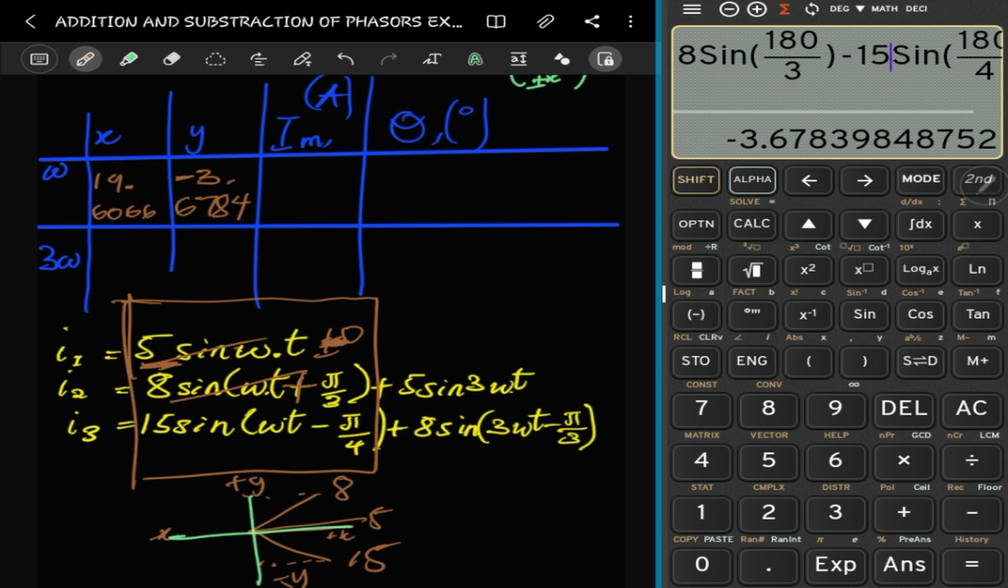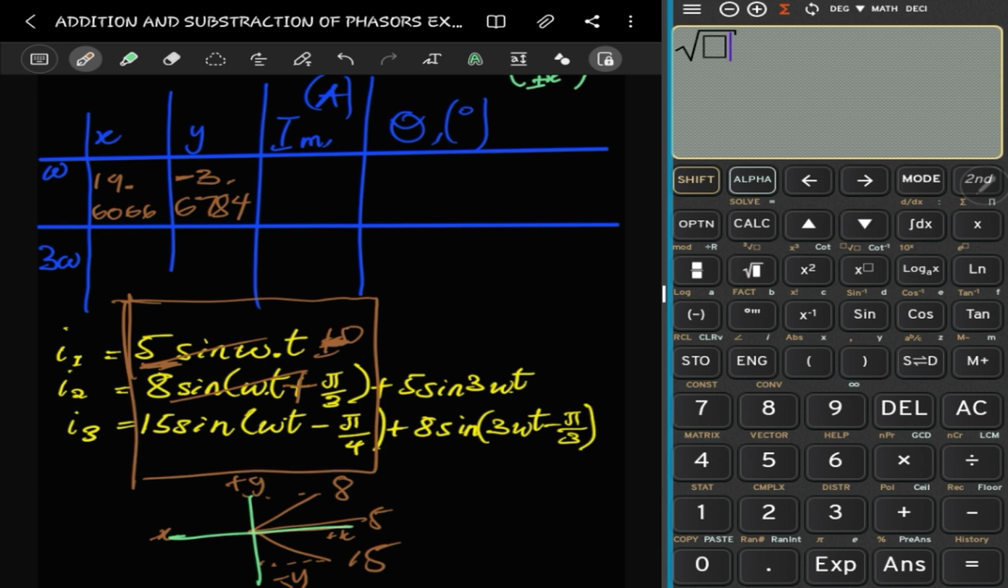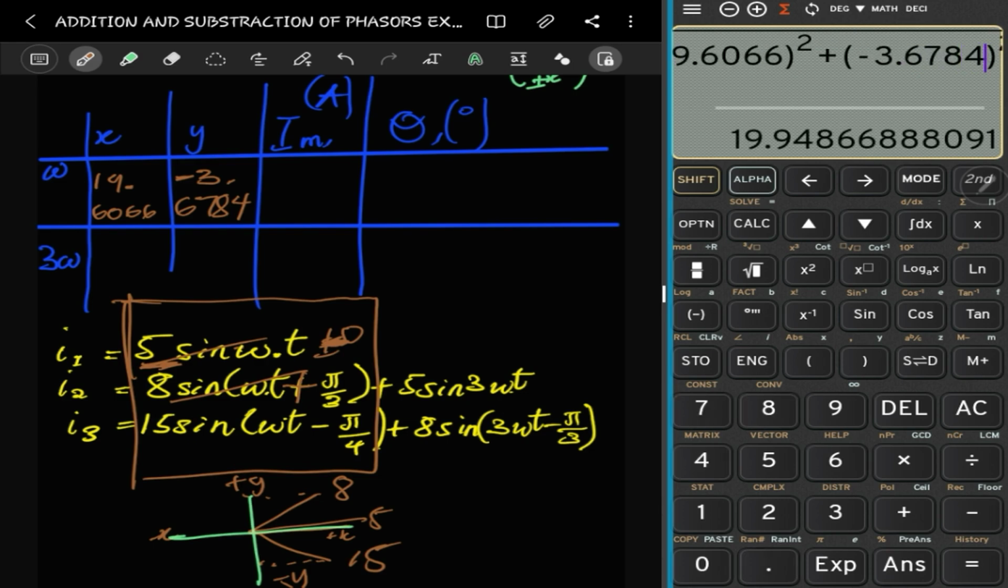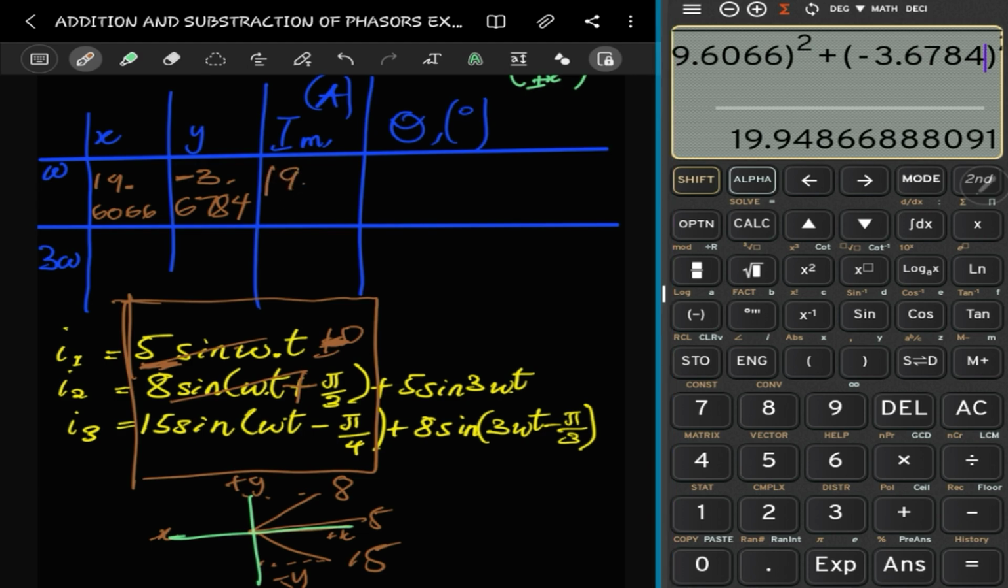Now we're trying to find the peak. The peak is straightforward. The S component squared plus Y component squared, or whichever way you want it, whether Y first or something. So 19.6066, and then we have minus, very important, minus 3.6784, and that gives us approximately 19.9487.